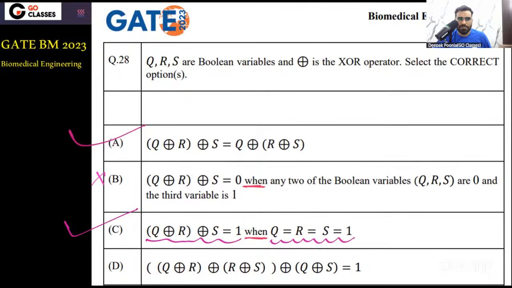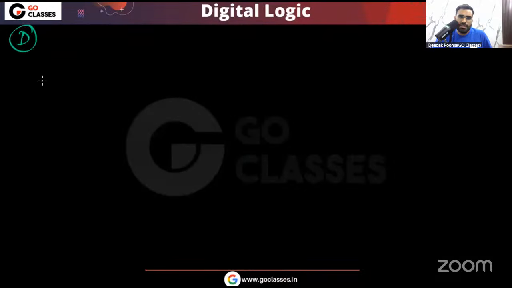What about option D? Let's check option D. Remember, XOR is commutative as well as associative. So here you can see all the operators are basically XOR. We don't have an AND operation here. On the LHS, we don't have an AND operation. We only have XOR operation. And XOR is associative as well as commutative. So let's see this option D.